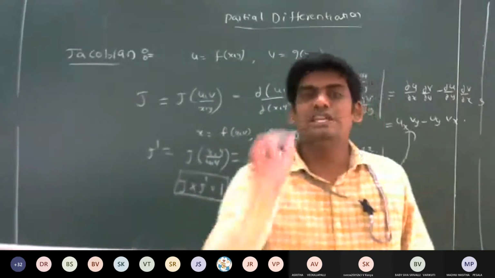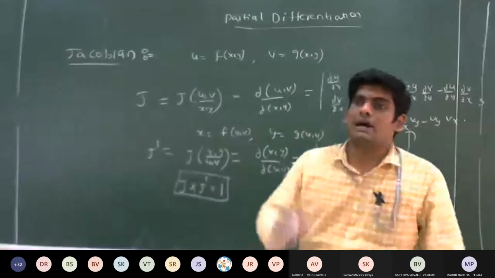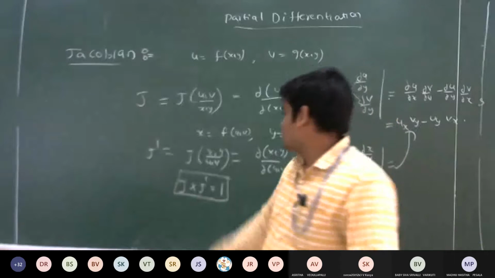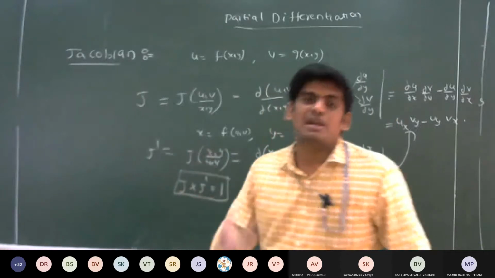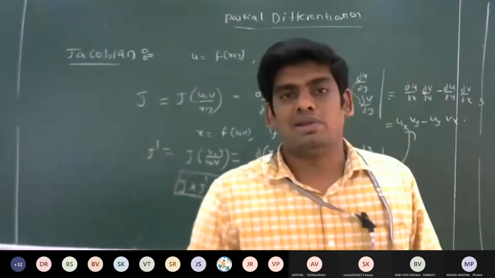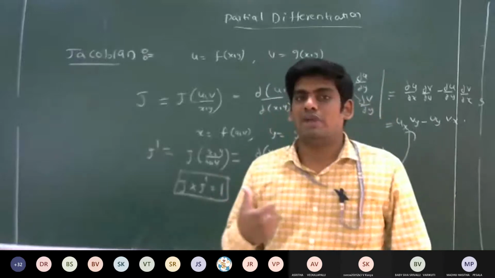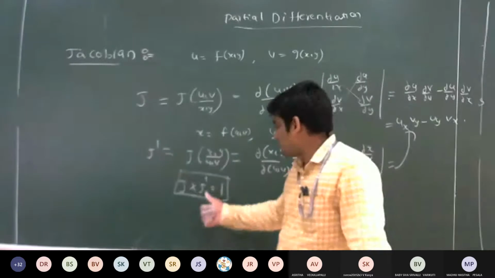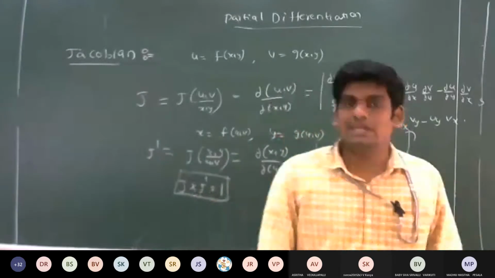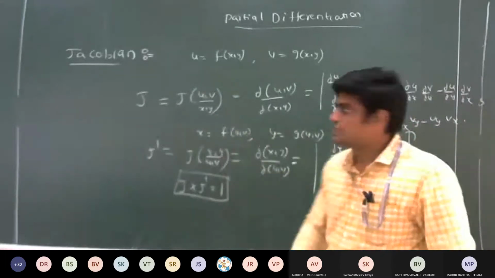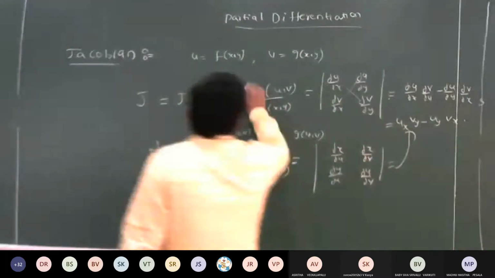Whatever you find easy, you can calculate the Jacobian with respect to those variables using this formula. You can also estimate the other Jacobian value, which is the reciprocal of that value. This is one of the very important properties, and it is also applicable to three variables.